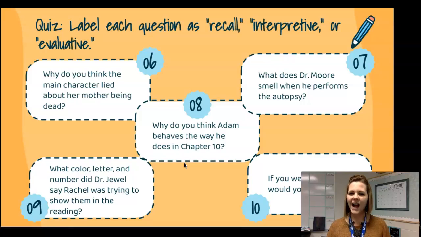Number 6, why do you think the main character lied about her mother being dead? 7, what does Dr. Moore smell when he performs the autopsy? 8, why do you think Adam behaves the way he does in chapter 10? 9, what color, letter, and number did Dr. Jules say Rachel was trying to show them in the reading? And number 10, if you were Cameron, would you trust Adam? So again, you're not working to answer these questions, you're working to identify the type of question. Once you have written down your responses, check your work.